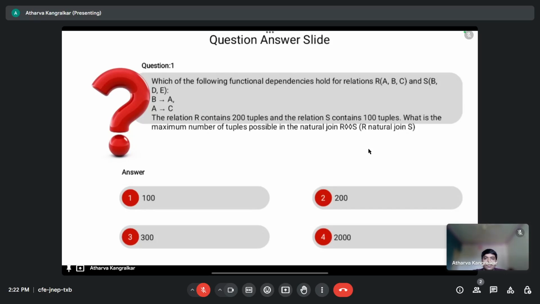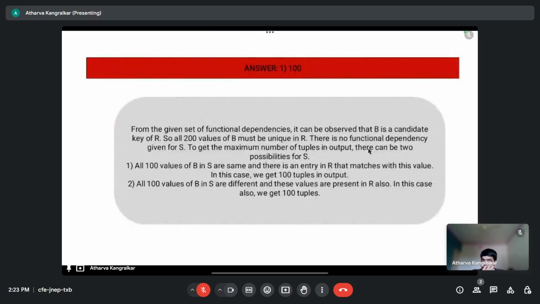So the next question is, which one of the following holds for relations R(A, B, C) and S(B, D, E), such that B to A and A to C are defined. The relation R contains 200 tuples and the relation S contains 100 tuples. What is the maximum number of tuples possible in the natural join R join S? So the correct answer is option 1, that is 100.